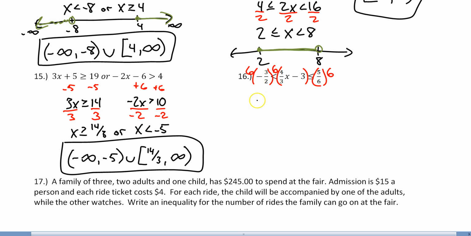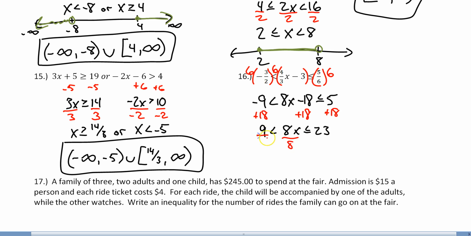So here, this guy's going to give me a negative 9. 6 times the 4/3, that's going to give me an 8. So that's an 8x minus 18, less than or equal to a 5. And now, once again, I look at where the variable is. The variable's in the middle, so I undo the stuff that's in the middle. I add 18. Got to do it to all of the sides. And then once again, the variable's in the middle. I'm going to undo what's in the middle. I'm going to divide by 8. I have to do it to all of the sides.